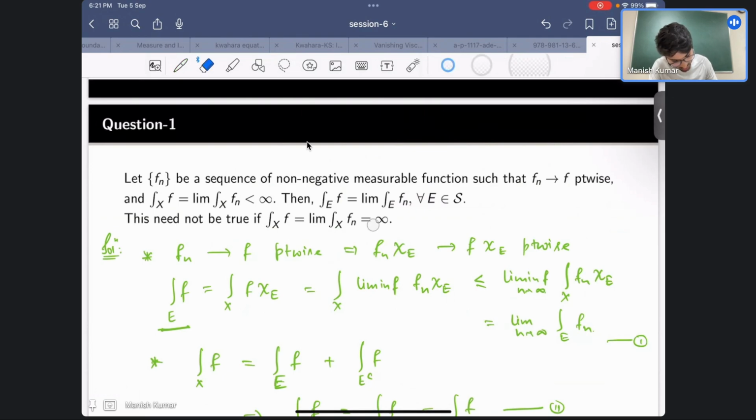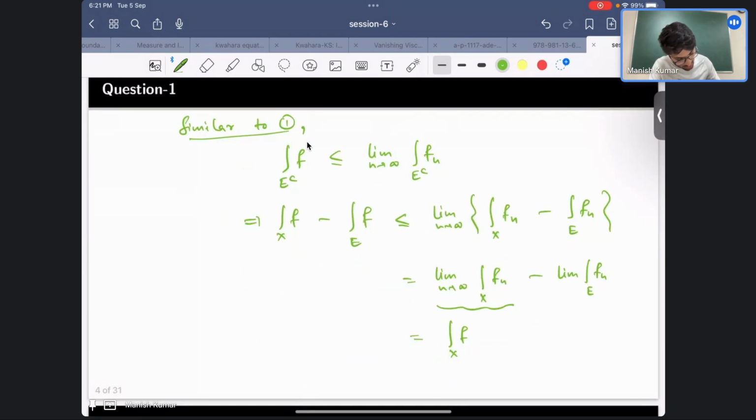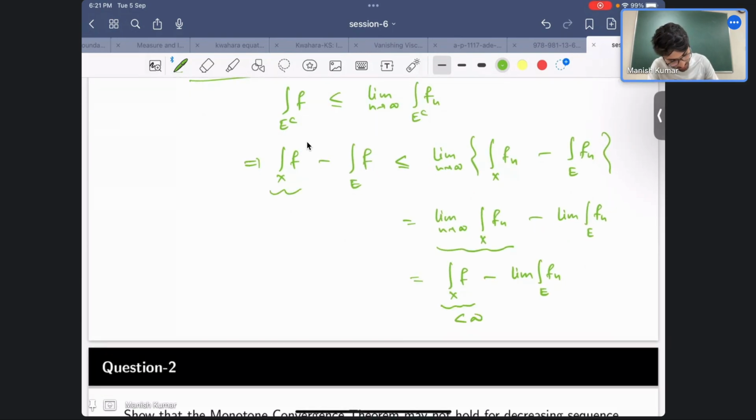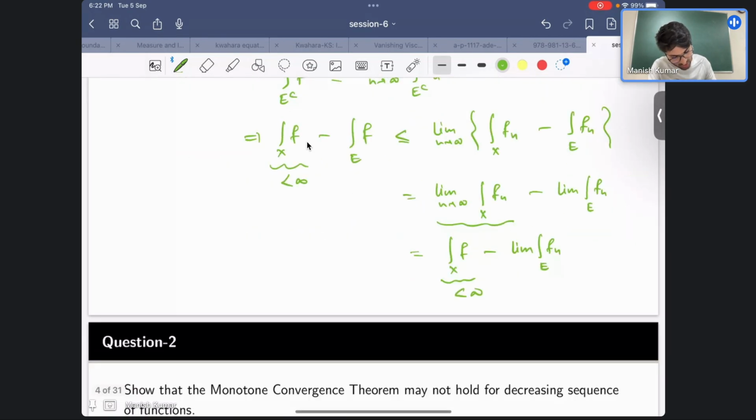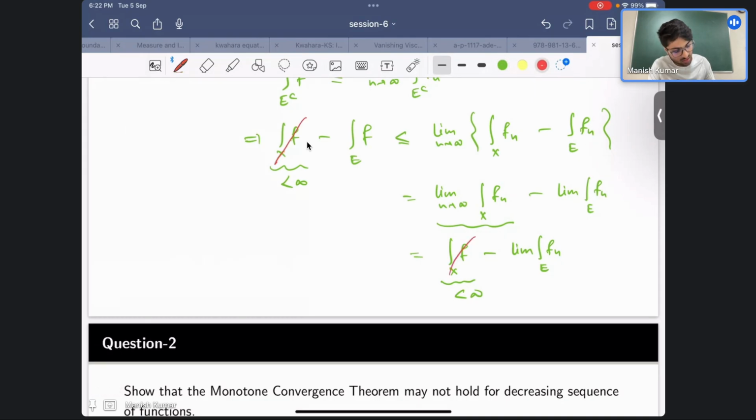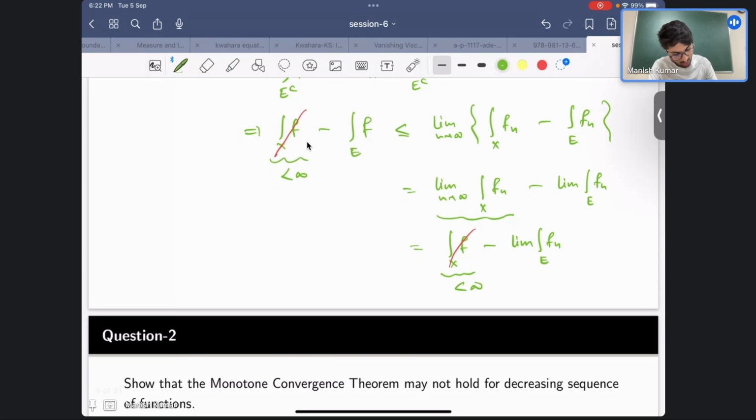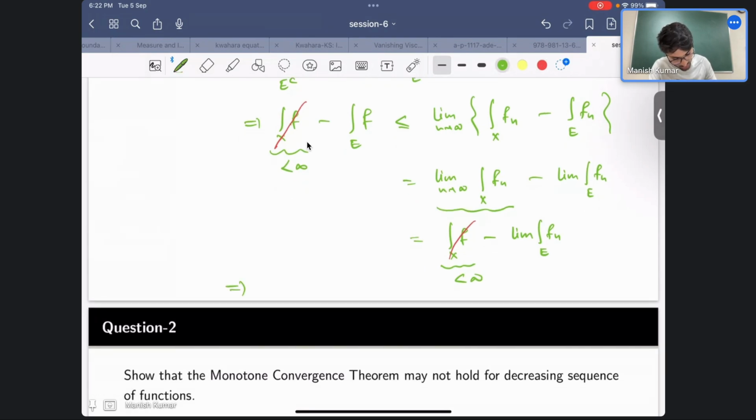Sorry, not here but this one. So this says that this is f minus the limit of fn over e, right? Now you know that this is finite, it's given to you. That is very important, that the integration of f is finite over x. So since it is finite, I can cancel it. I can do this cancellation just because they are finite. Otherwise it will be an infinity minus infinity case, so we cannot do that. So this is finite, so we can subtract from this inequality, and then what we are left with is minus f.